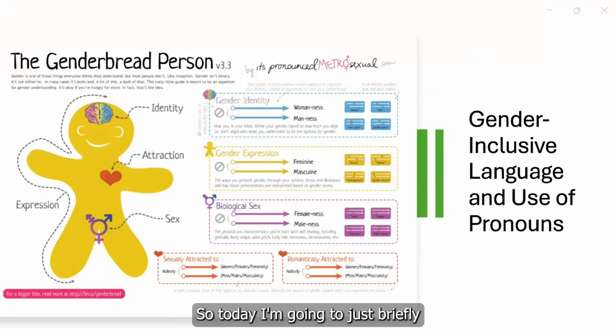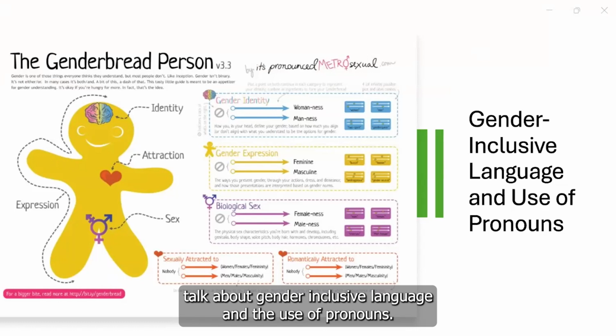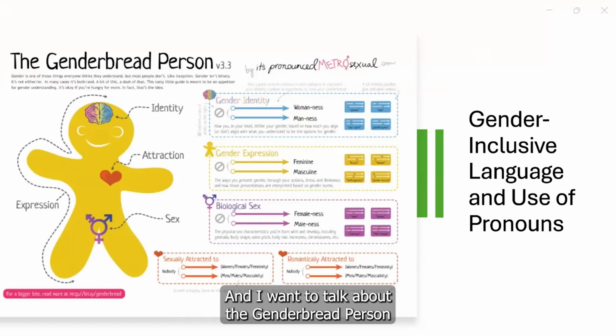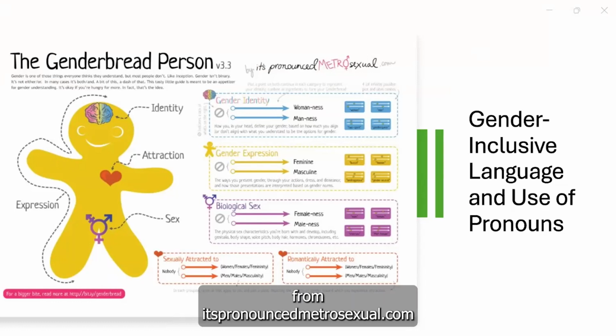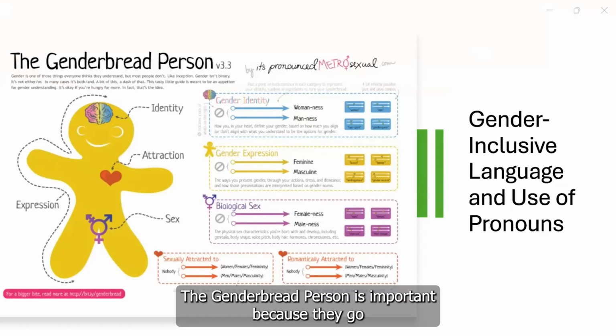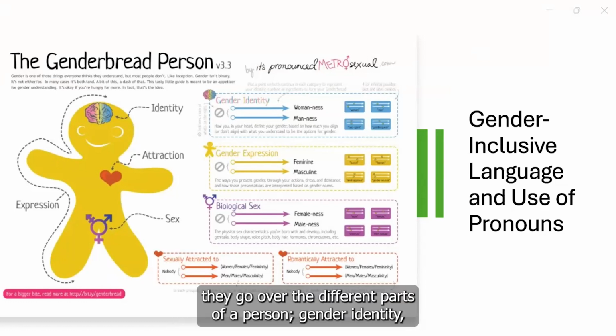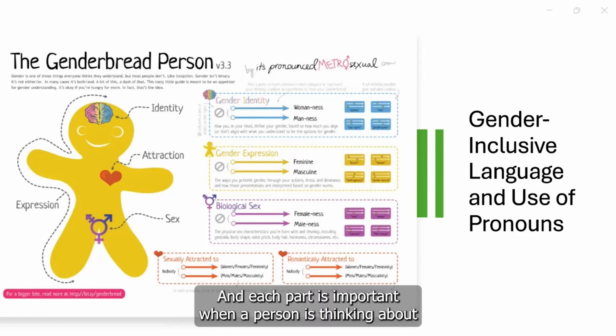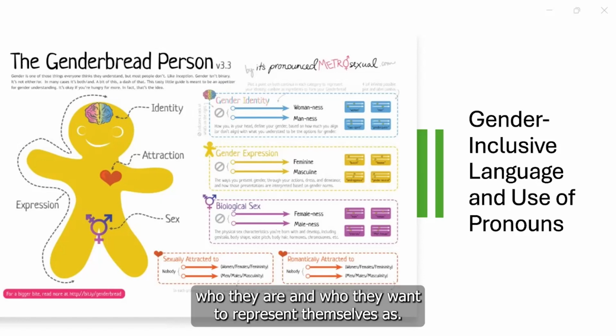So today I'm going to briefly talk about gender inclusive language and use of pronouns. And I want to talk about the genderbread person from itspronouncedmetrosexual.com. The genderbread person is important because they go over the different parts of a person: gender identity, gender expression, biological sex, and attraction. And each part is important when a person is thinking about who they are and who they want to represent themselves as.